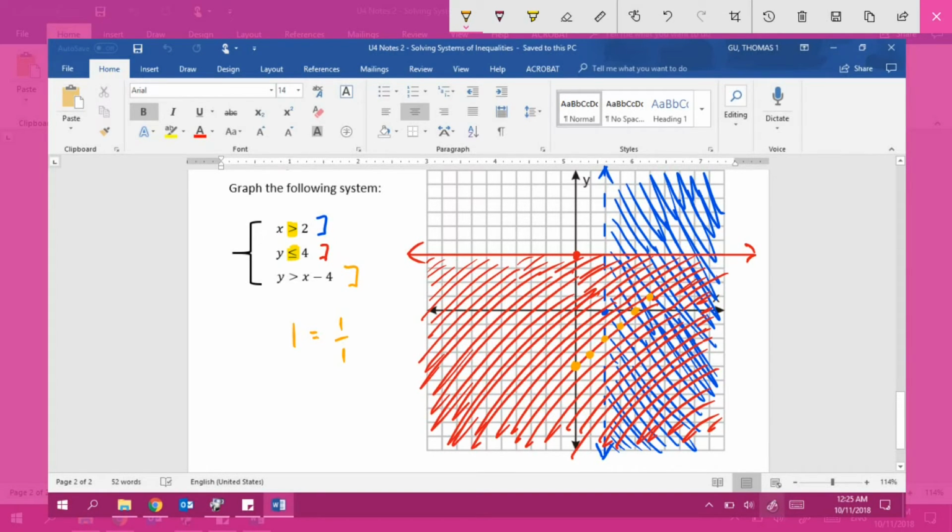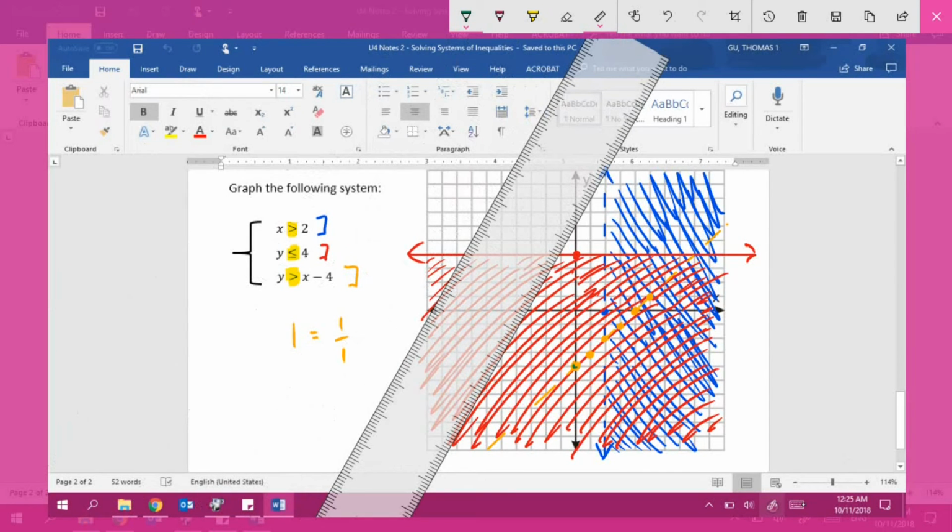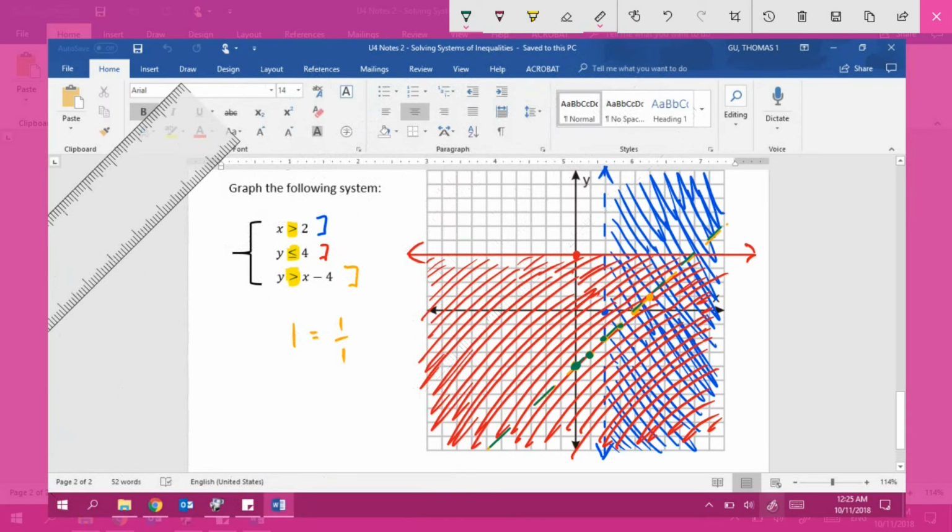Boom. Alright, and then we can see it's going to be a dotted line or dashed line because there's no equal sign. Actually, that's pretty hard to see. I'm going to use the green instead. There we go. Okay, and then it says greater than, so we're shading above that green dashed line. So we're going to shade like this, above.